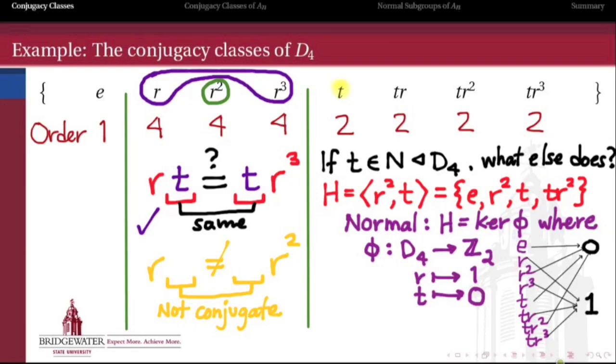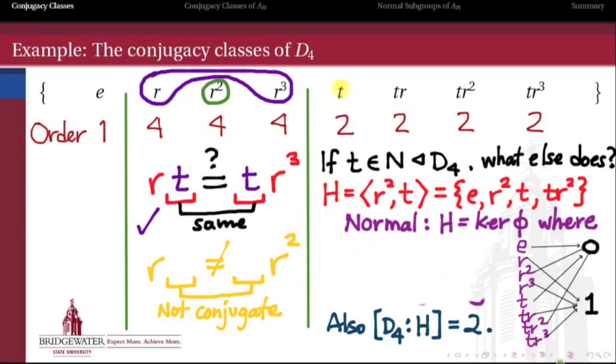The other, maybe quicker reason, is what is the index of H in D4? It's 2. And we know every index 2 subgroup is normal. So this is definitely a normal subgroup.